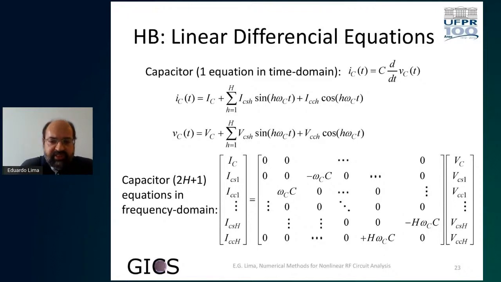In this matrix, observe that the first line is composed of only zeros, which means that the capacitor DC current is always zero. It can also be noted that for each frequency, fundamental and harmonics, the sine amplitudes of current are related to the cosine amplitudes of voltages, and the cosine amplitudes of currents are related to the sine amplitudes of voltages. The non-null elements are near the diagonal.